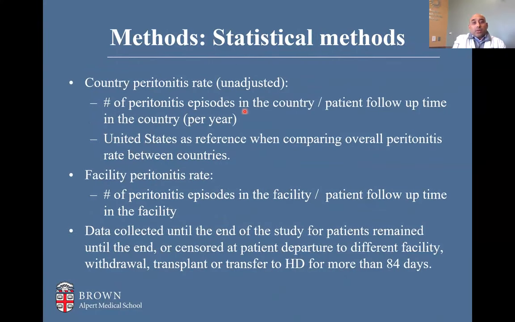Country peritonitis rate was reported as the number of peritonitis episodes in the country divided by patient follow-up time in that country per patient year, with the United States as the reference point for comparison. Facility peritonitis rate was similar: the number of peritonitis episodes in the facility divided by patient follow-up time in the facility. Data were collected until the end of the study for patients who remained in the study, or censored at the time of transfer to a different facility, transplant, or withdrawal.